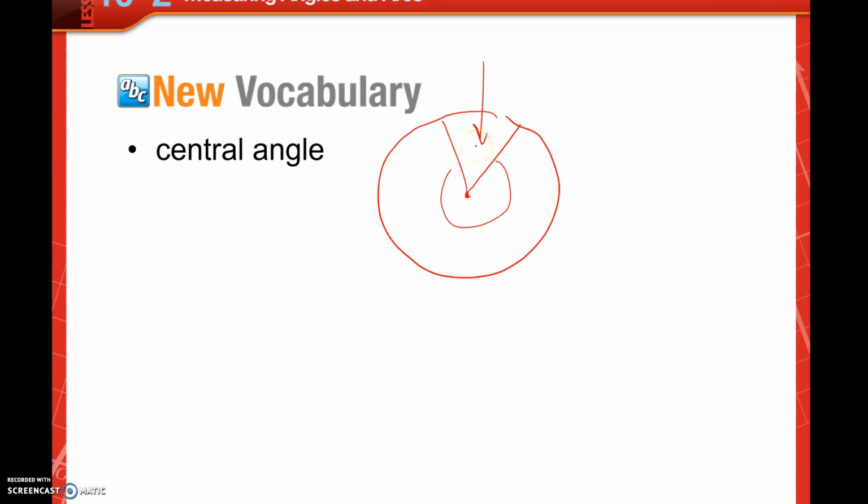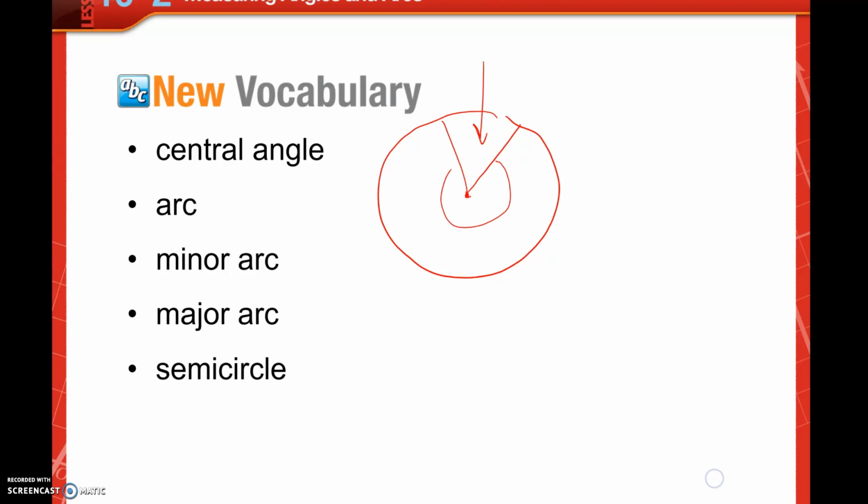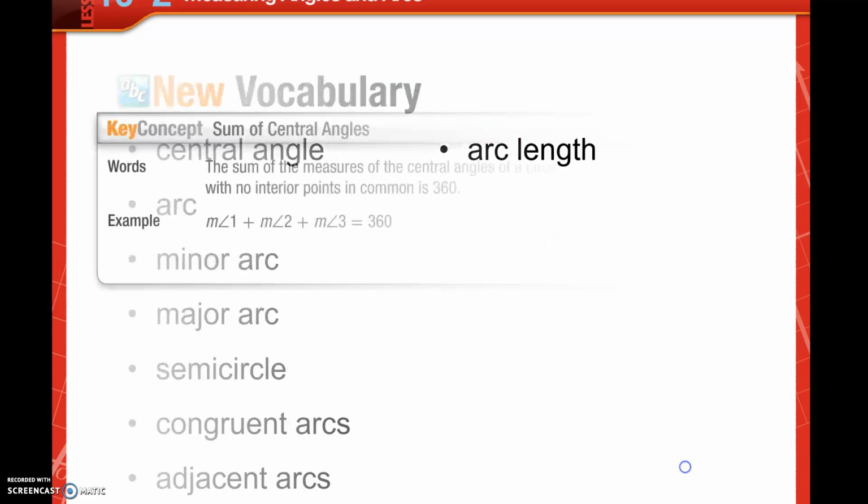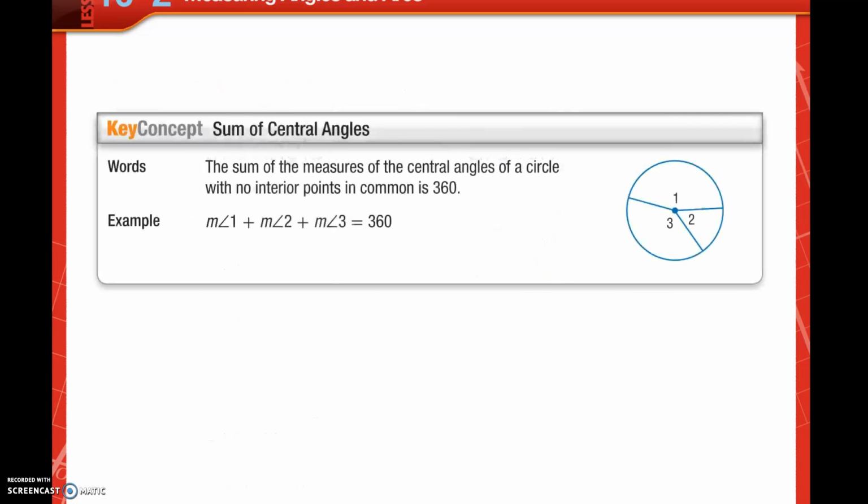And so central angle is what we're looking at mostly today, and central angles come from the center. So this would be a central angle. So would this one be a central angle? We're going to talk about different types of arcs, major, minor, and semicircle. And then we'll look at congruent arcs and adjacent arcs and arc length. Again, arc length is different than arc measure.